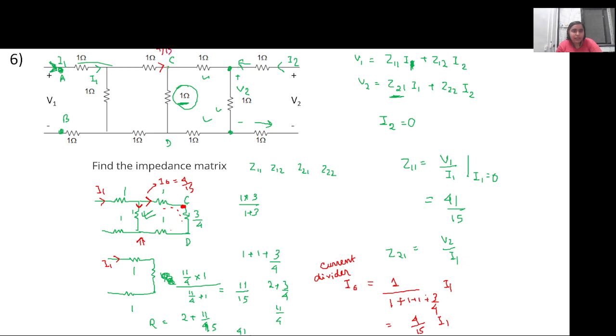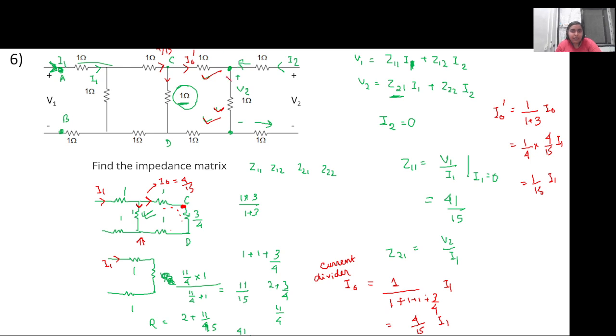Now again this current will get divided among this branch and this branch. So let this be I0 dash. So what will be I0 dash? Again in the reverse ratio of their resistance. So in this case there is a 1 ohm resistance, 1 ohm resistance and 1 ohm resistance. So the denominator will be 1 plus 3, and in the numerator, since it is reverse ratio, it will be 1 times I0. So it will be 1 by 4 into 4 by 15 I1. So it is 1 by 15 into I1.